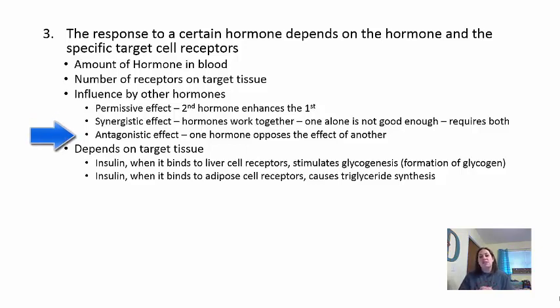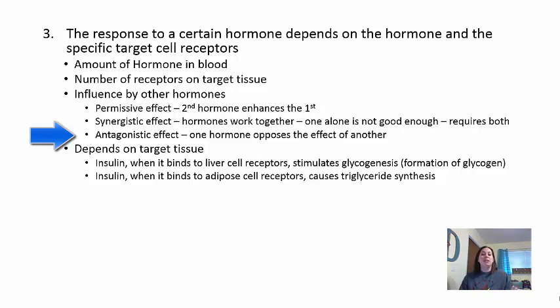The antagonistic effect is where one hormone opposes the effect of another. So a good example of this is something kind of like when we talk about diabetics. Somebody who is a diabetic, they have an insulin issue. Insulin is a type of hormone, okay? And so there are two hormones here. Insulin's going to lower your blood sugar and glucagon's going to raise your blood sugar. They do opposite effects, right? So they're antagonistic. They do opposite things.